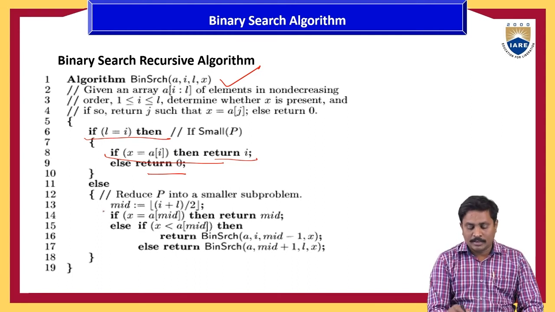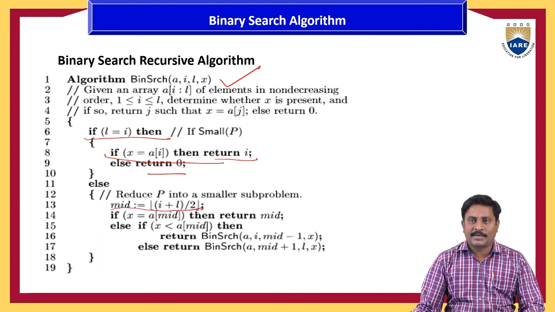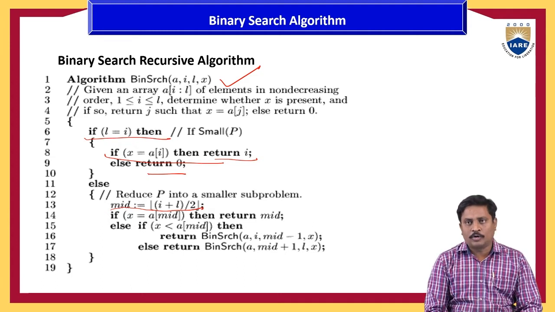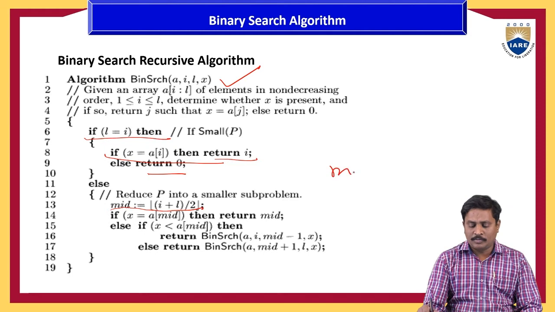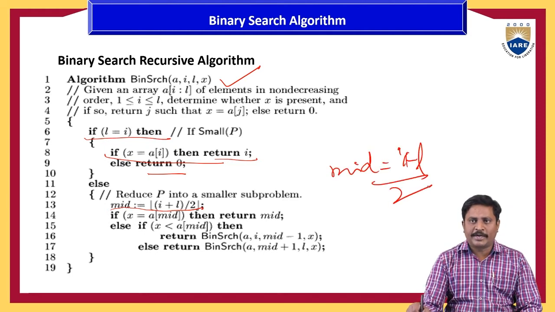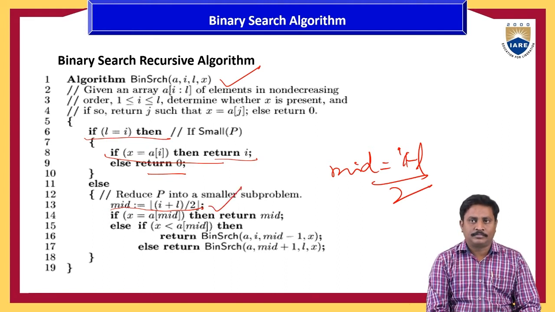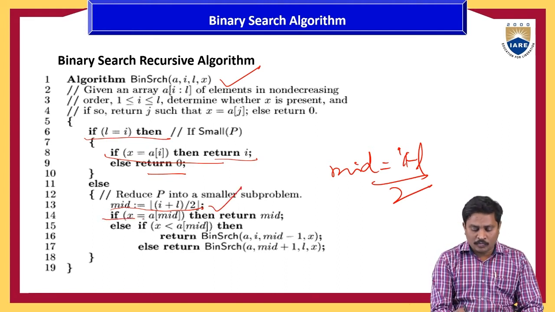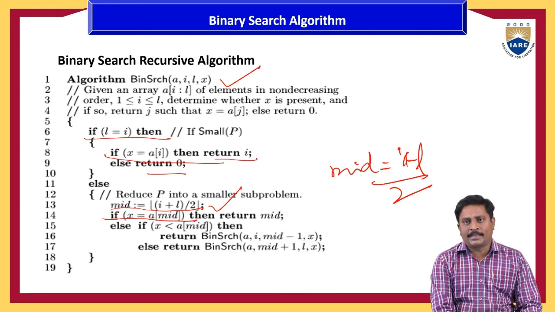Else, suppose the size of the array is more than one element. Now we calculate the mid value: mid equal to the first element position plus last element position, divided by 2. So we calculate the mid position value. Now we compare the searching element with the mid element: if x equal to A of mid, then return mid.